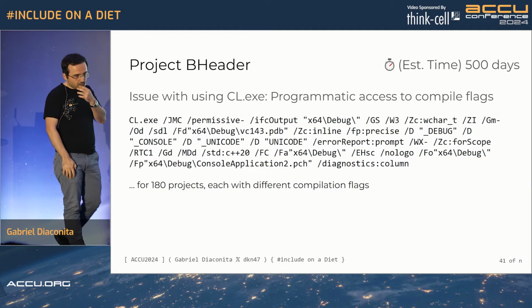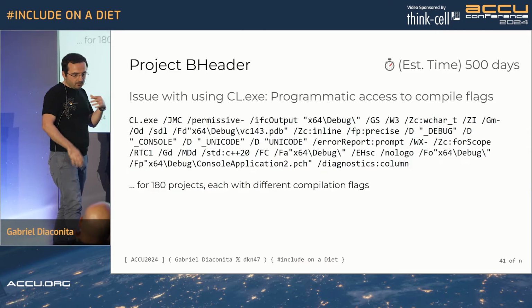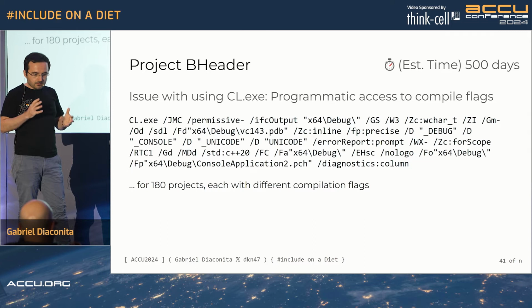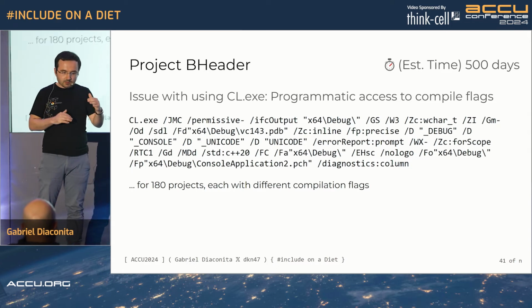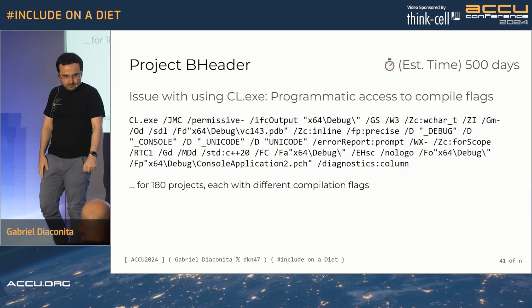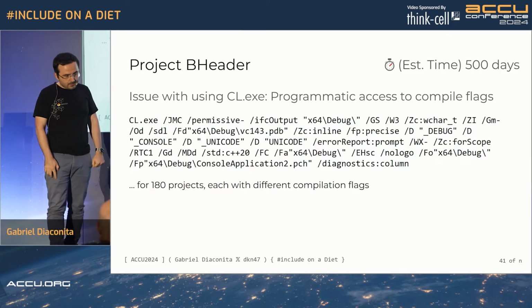So this was a blocker for us because we have, like I said, 180 projects. There are variations of compilation flags. They don't stay the same, and they are much longer than what's on this slide here. This is a sample project.